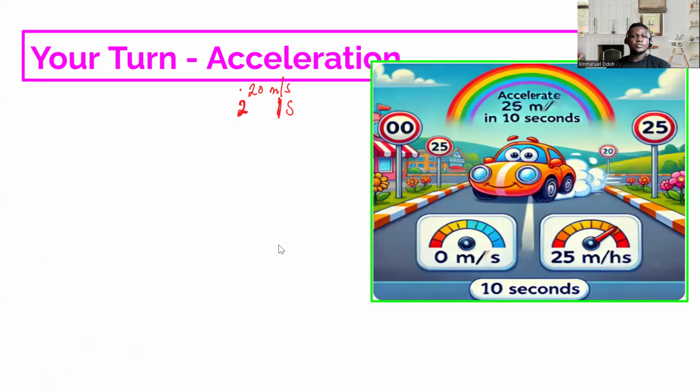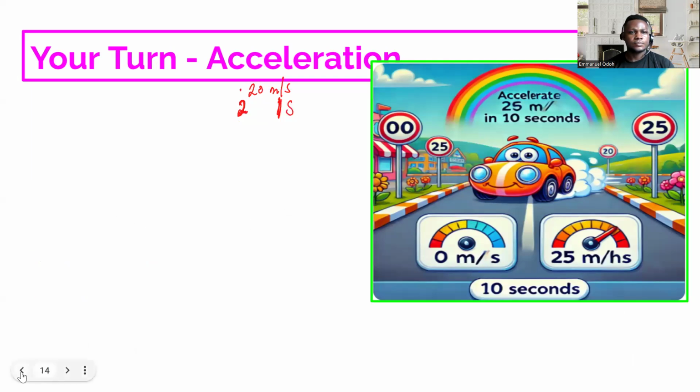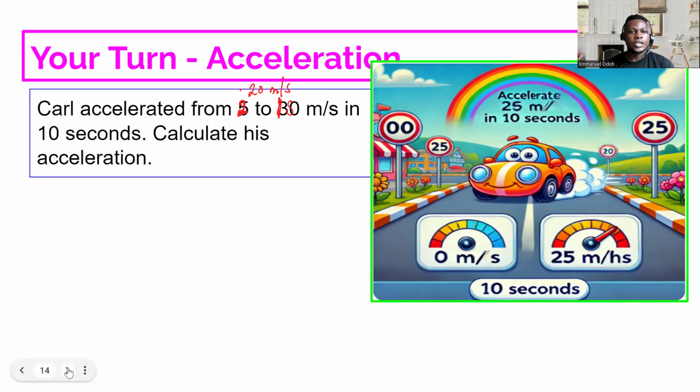So let's look at acceleration. So this is your turn to calculate the acceleration. I want you to do that quickly.